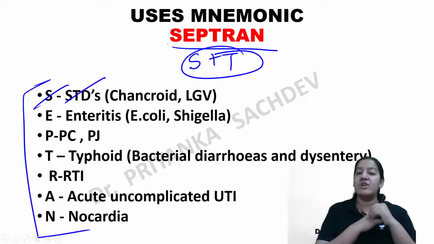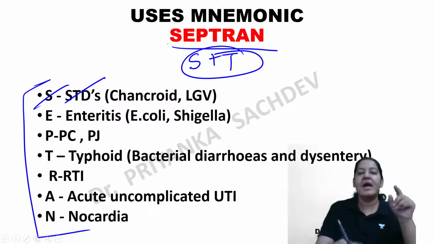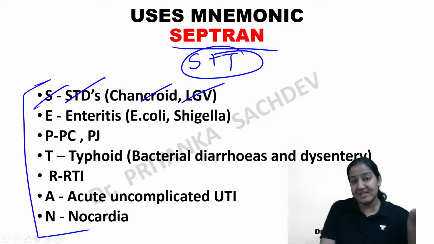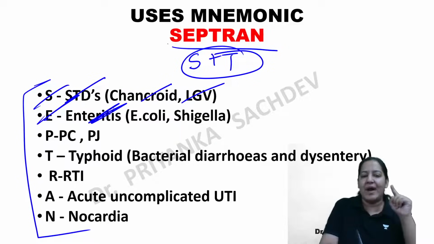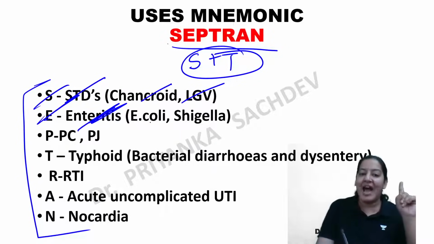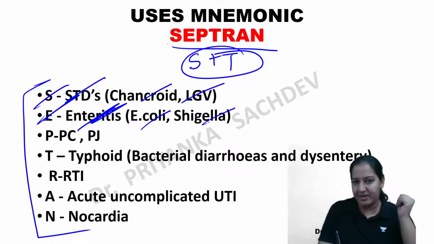S for STD. It is used for sexually transmitted diseases like chancroid and LGV. Give me a thumbs up. E for enteritis. Enteritis means diarrhea, by E. coli, Shigella, and other gram-negative bacteria.